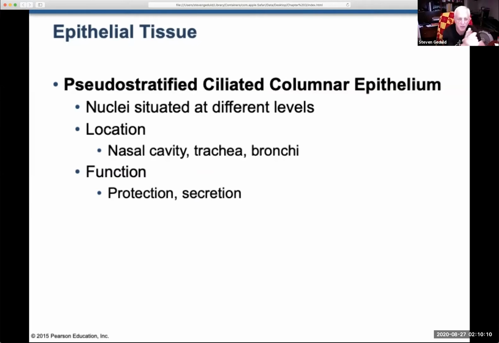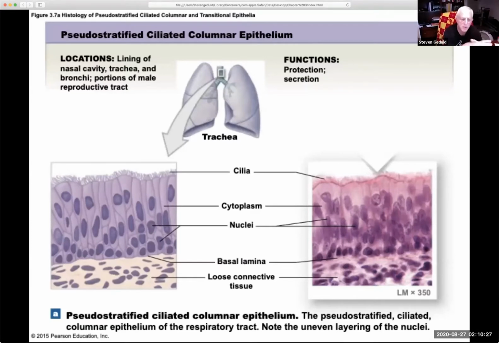Pseudostratified, ciliated columnar epithelium. Pseudostratified means it kind of looks like it. Okay, means that it looks like columnar epithelium. The nuclei are situated at different levels: nasal cavity, trachea, bronchi, and they function as protection and secretion. And you'll see here, you got kind of a mixture of cells. Most of it looks like it's columnar, so it's called pseudostratified because it looks like there's more than one layer. Okay, ciliated because you can see the cilia on the top here. Columnar because those are basically columnar here. You got some different shapes that could almost be considered cuboidal. Okay, epithelium. So it's what's called pseudostratified, because it's going to look like either one.